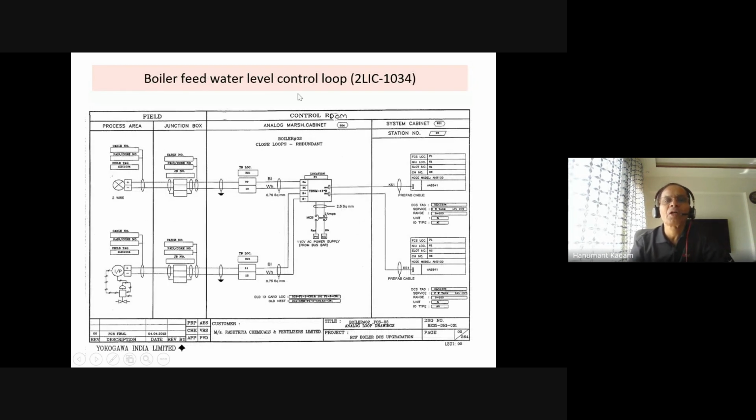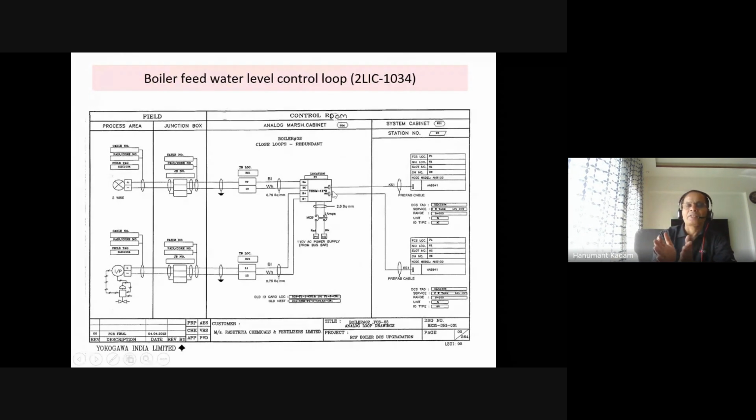So this is the boiler feed water control loop 2 LIC 1034. You can see in this field area, from here the field starts, and from this side is the control room area. In the field side, what you are seeing are process area, process equipment, and junction boxes. In the control room you can see analog marshalling cabinets and system cabinets. So two parts: analog marshalling cabinets and then system cabinets.